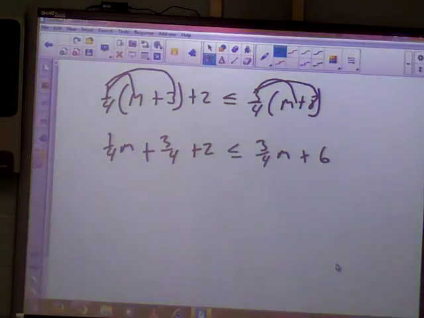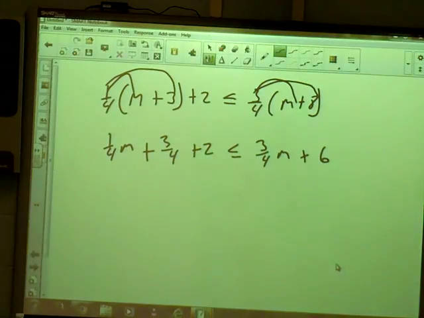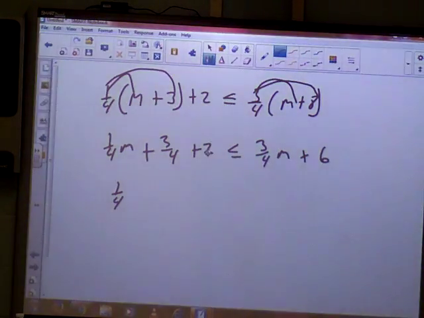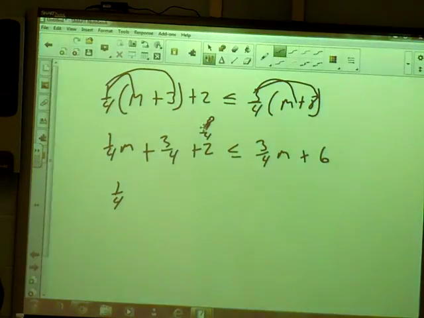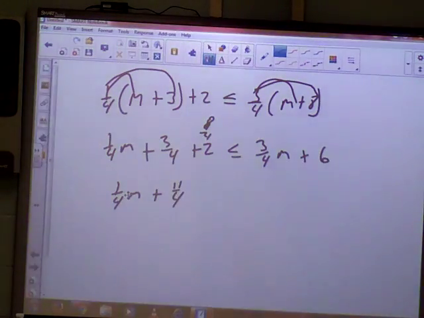All right, back to the left side. I've got some like terms. 3/4 plus 2. Here's the way I'm going to do this. Y'all do it how you want to. 2 is the same as 8/4, right? 8 divided by 4 equals 2. So 8/4 plus 3/4 is 11/4. Good job.